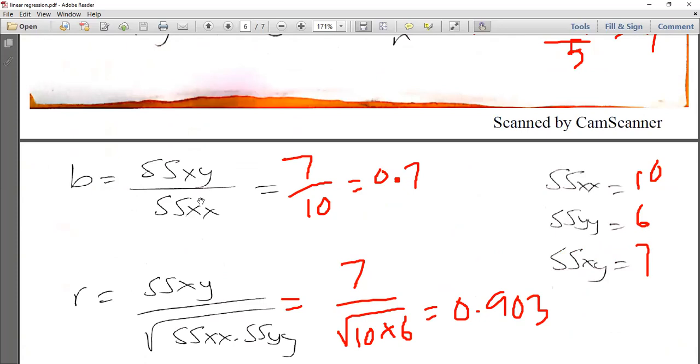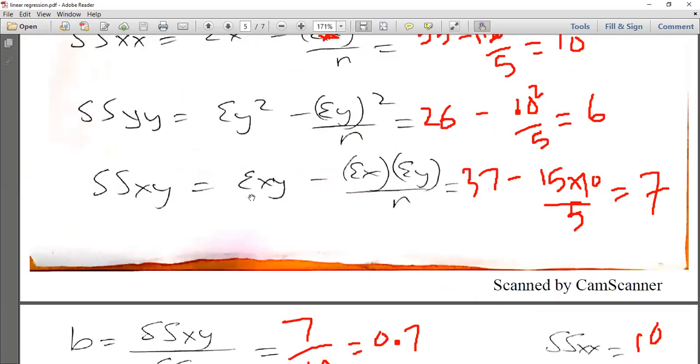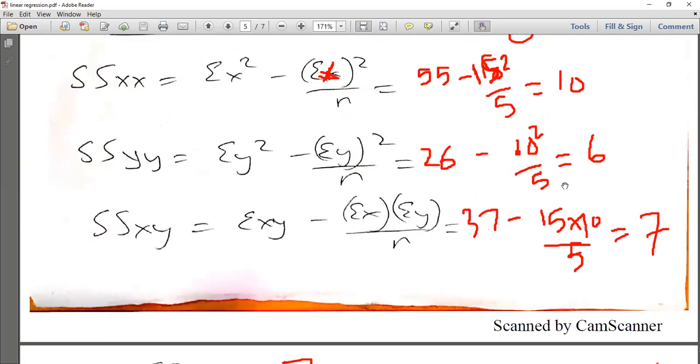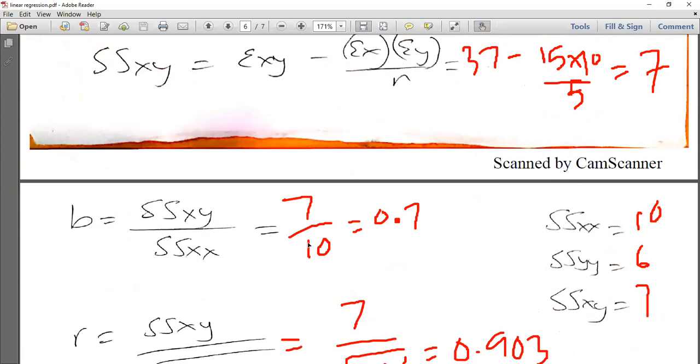Sum of squares xy over sum of squares xx. So what did we calculate for our xy and our xx? xy was 7, our xx was 10. So we're going to put 7 divided by 10. 7 divided by 10, we get 0.7.